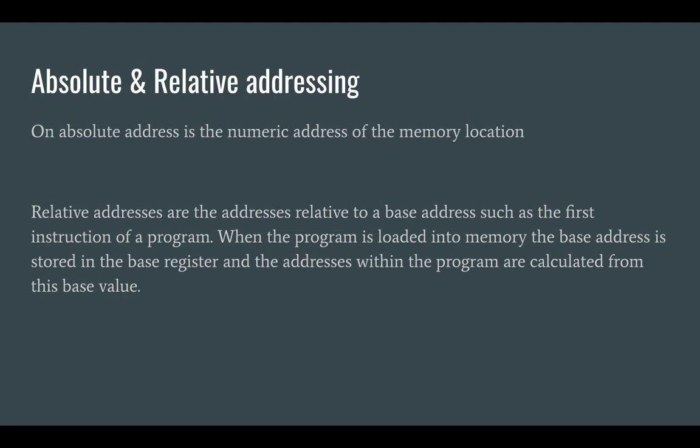When we use absolute addresses, basically we are using the actual numeric value of a memory location. The problem with this, of course, is that the program has to be loaded into the same position every time it's executed, and that's probably not usually possible. So to get around this, we use relative addressing.